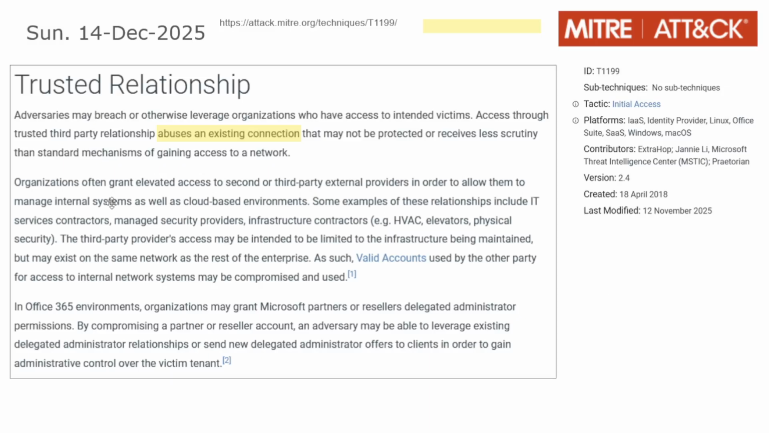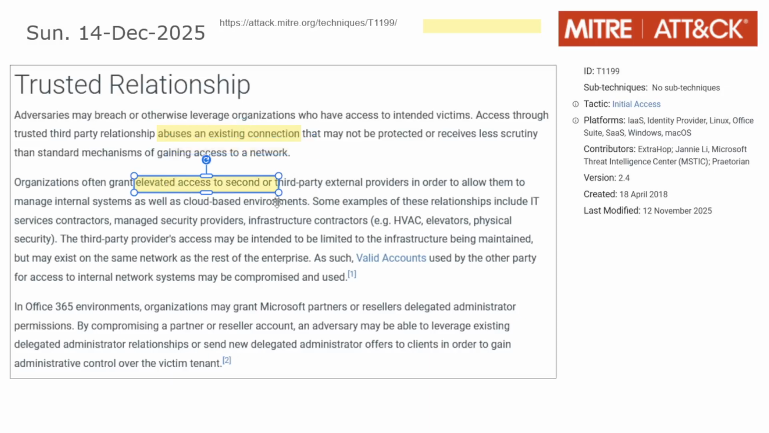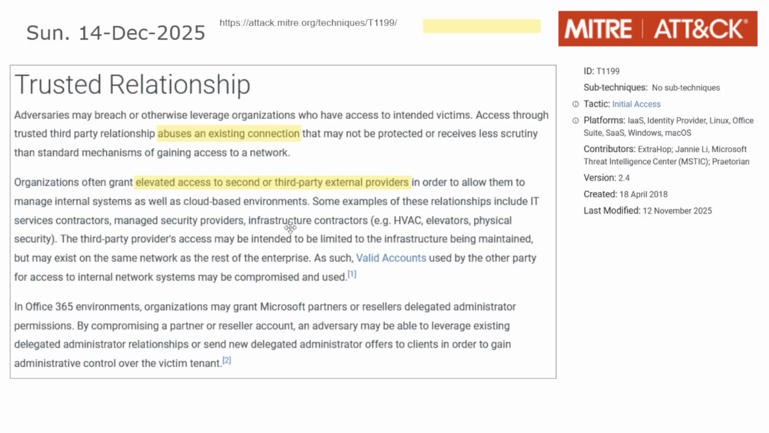So organizations often grant elevated access to second or third party external providers, and you do that so that these people can do their jobs. It must be done oftentimes, but be careful with the elevated access you provide, in order to allow them to manage systems and cloud-based environments. Some examples of these relationships include IT service contractors, managed security providers, infrastructure contractors, physical security. Then the third-party providers' access may be intended to be limited to the infrastructure being maintained, but may exist in the same network as the rest of the enterprise.